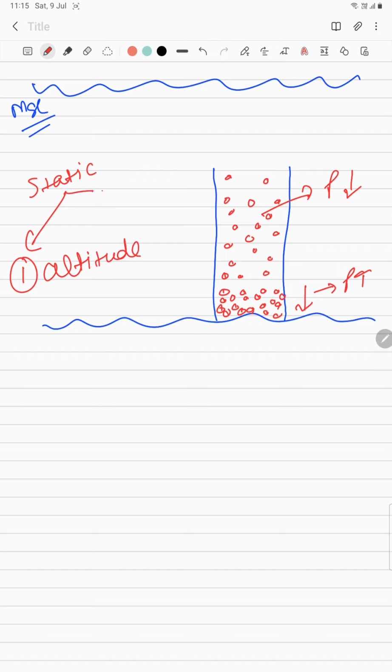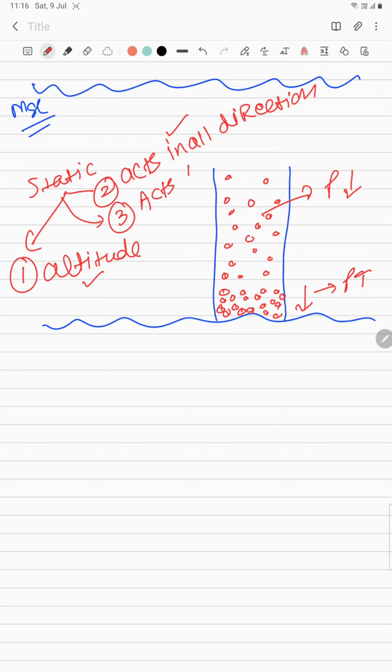The second point, it acts in all directions. And the third point we need to remember in the case of static pressure is that it acts whether the aircraft is on the ground or in the air, means it will act all the time.